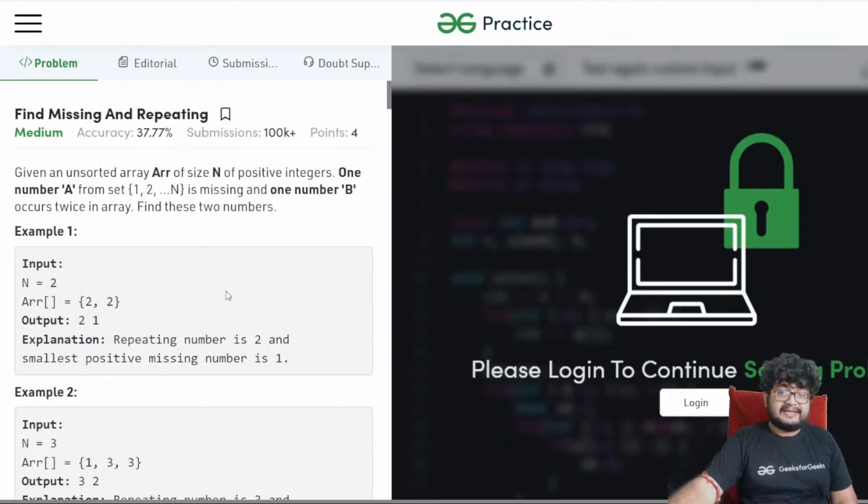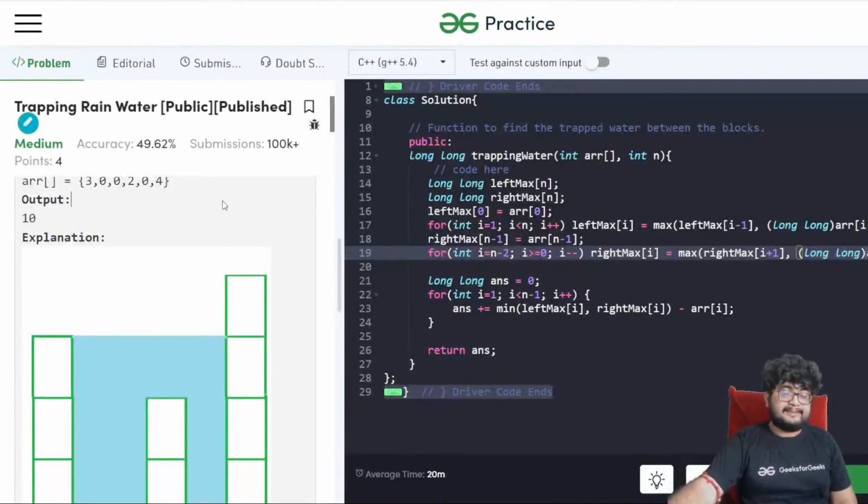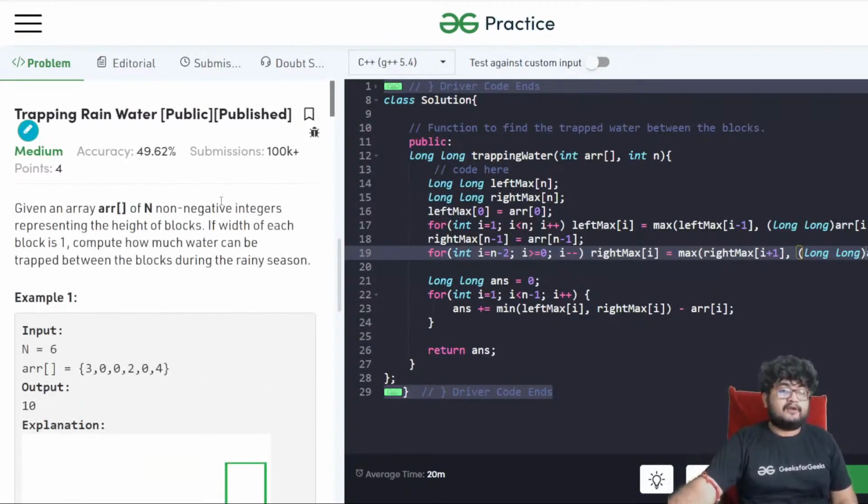So try to complete these, and I hope that the questions that we discussed today are very clear to you. Make sure to do the trapping rainwater order of one space complexity question. This is very important from an interview point of view.